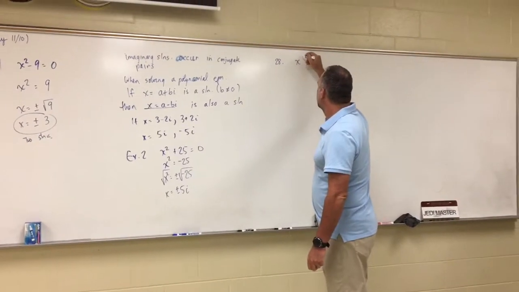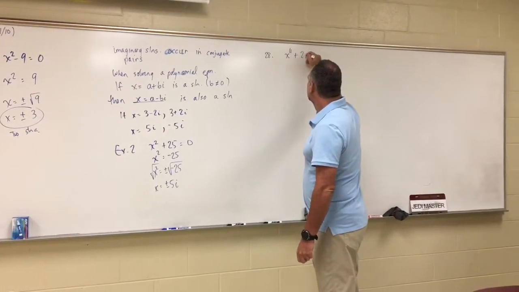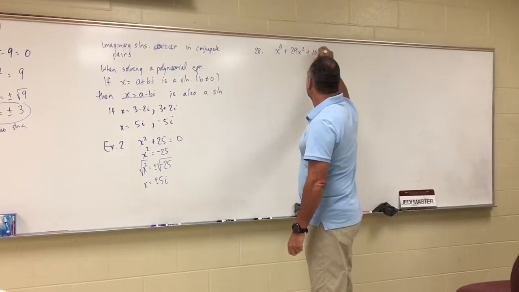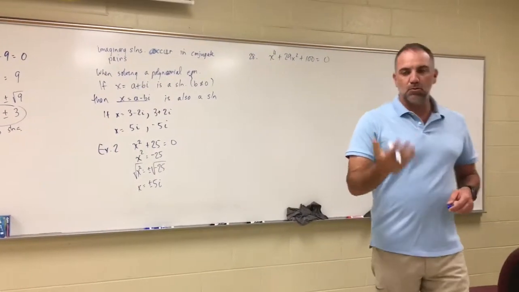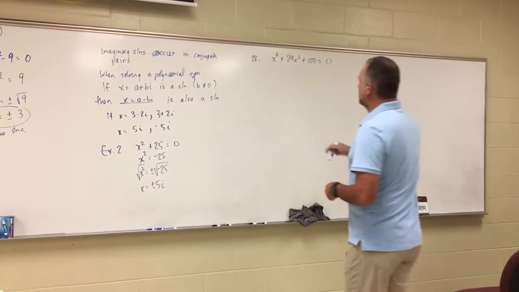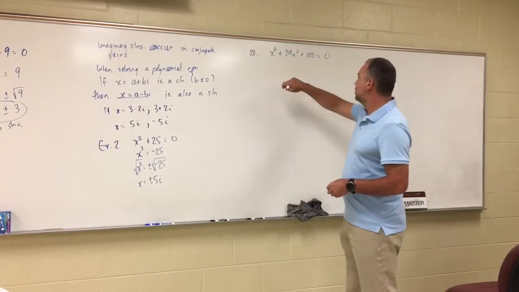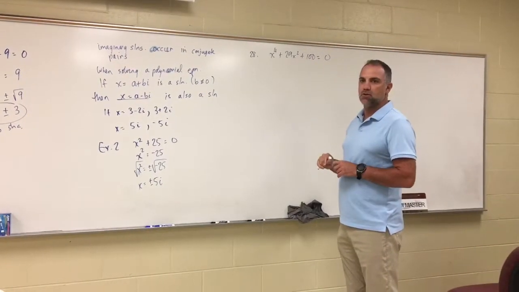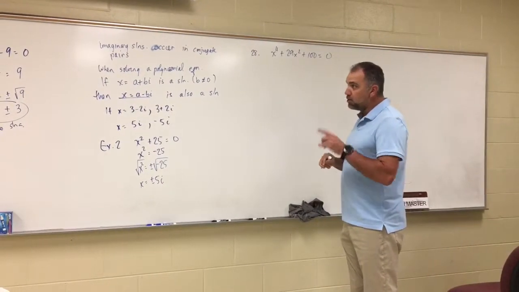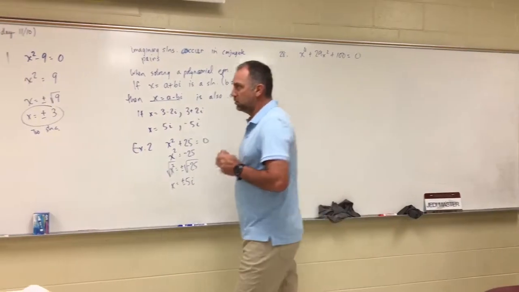x to the fourth plus 29x squared plus 100 equals 0. So we're back to a fourth degree polynomial. According to the fundamental theorem of algebra, how many solutions should there be? 4. Now we have two ways to solve, as we've learned before.